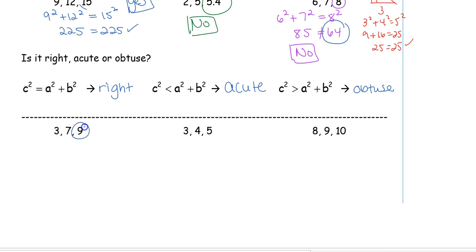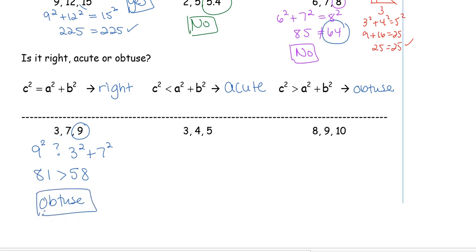So we pick our largest side, which is 9. So we want to find out 9 squared. How does that compare to 3 squared and 7 squared? So we get 81 and 58. Since 81 is greater than 58, this is going to be an obtuse triangle, all based on having that hypotenuse first.